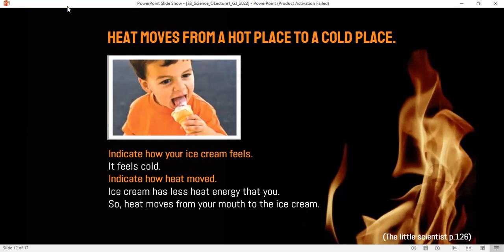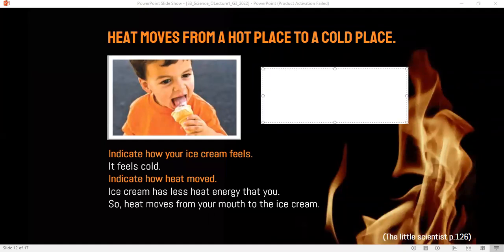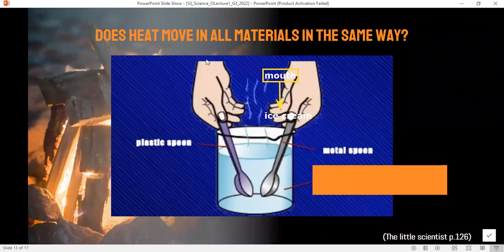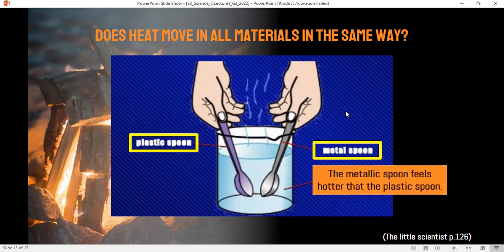Again, let me write this. So the mouth and the ice cream. Which one is cold and which one is warmer? The mouth is warmer. The ice cream is cold. This is why heat energy moves from the mouth to the ice cream. A third example. There is boiling water in here, and you put a plastic spoon and a metallic spoon. One spoon made of plastic, another one made of metal. After a while, you will see that the metallic spoon feels more hot.